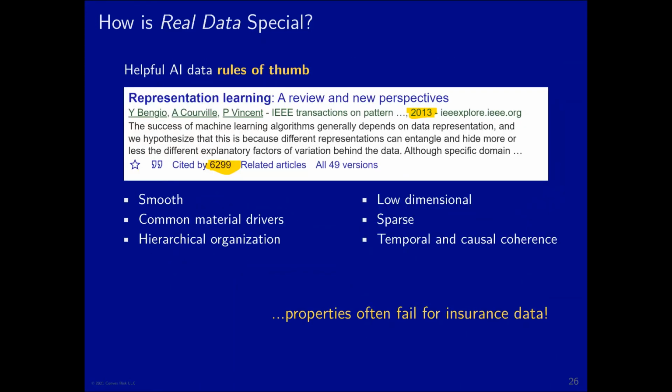So there are a number of helpful rules of thumb about what makes real data so special. Another paper by Bengio characterizes, in particular, the data as a low-dimensional subset of what appears to be the space of possible samples. It's sparse within that. It often has hierarchical organizations. And it'll also often have a temporal and causal coherence to it, which you can leverage in modeling.